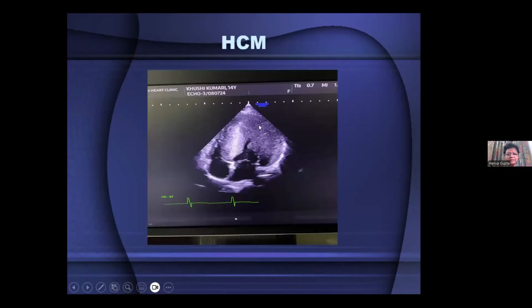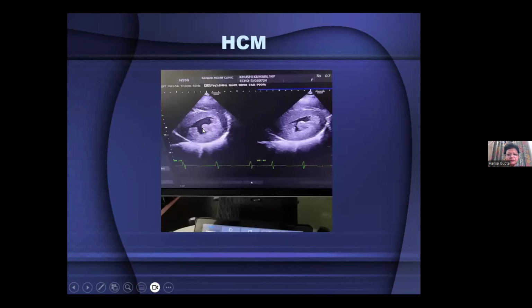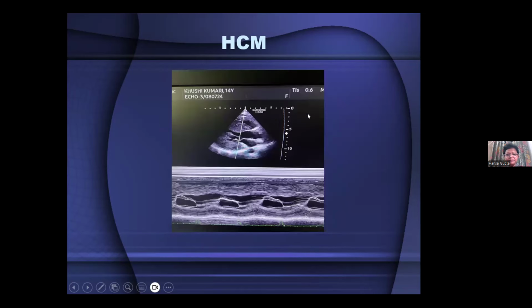Now see this. There is also some foreshortening here, but we can very well appreciate. Okay? See this? The papillary muscles also. Everything is so badly thickened. But there is no SAM here. See this?